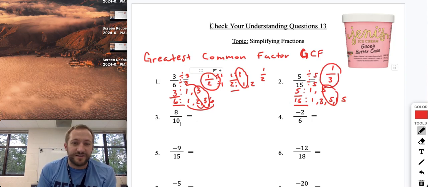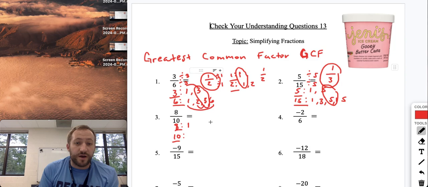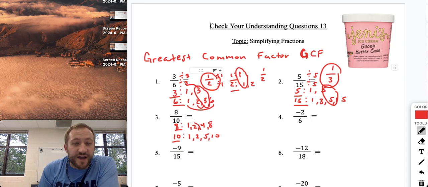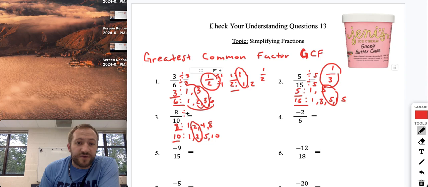Let's look at the next one, 8 and 10. Let me look at the factors for 8 and the factors for 10. Factors of 8 are 1 and 8. Factors of 10 are 1 and 10. Oh wait, I'm sorry, I forgot a couple. Factors of 8 are 1 and 8, also 2 and 4. Factors of 10 are 1 and 10, 2 and 5, and that's it. Greatest common factor here is 2. So I'll divide both of these by 2.